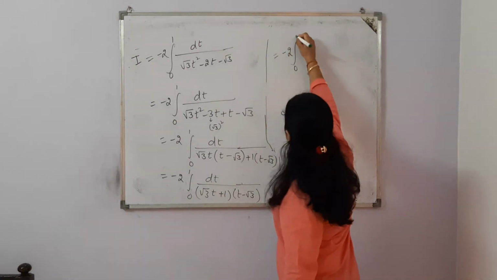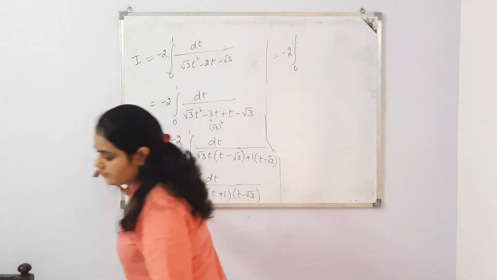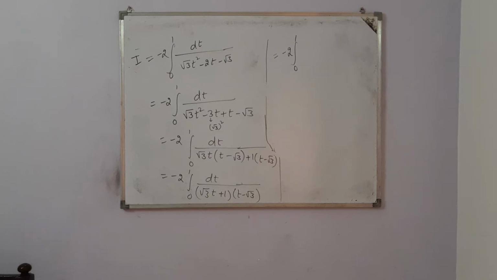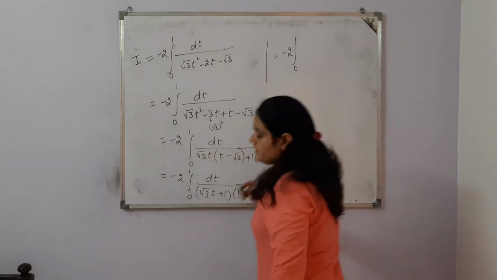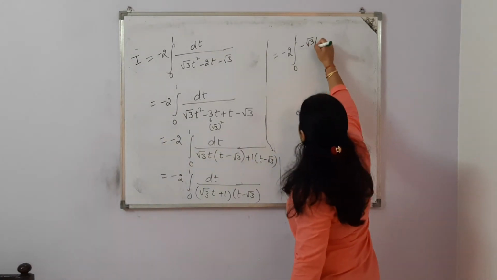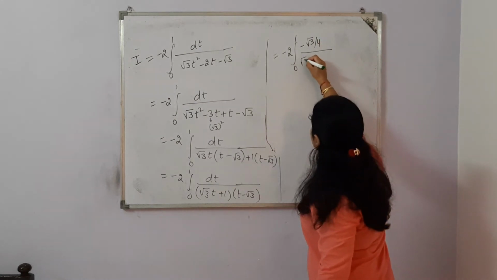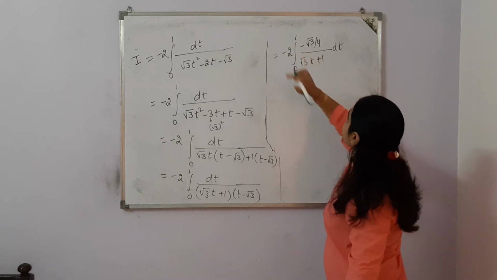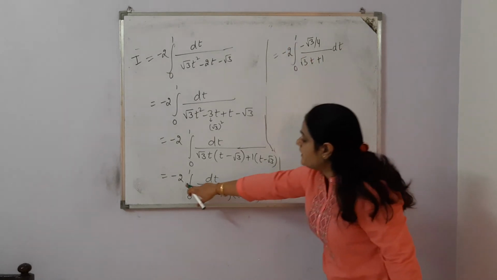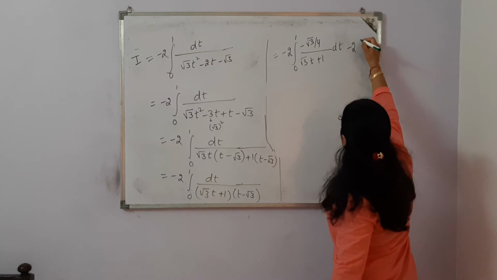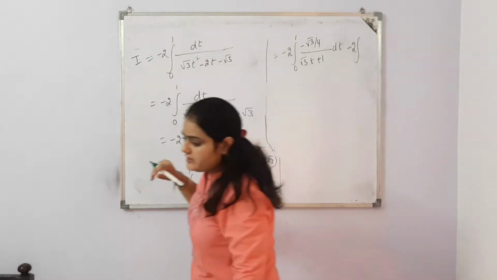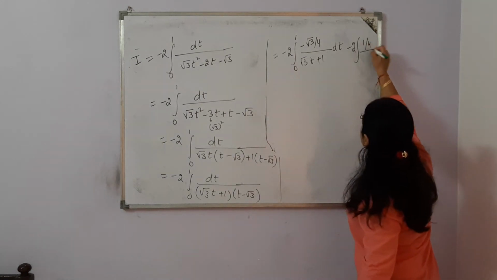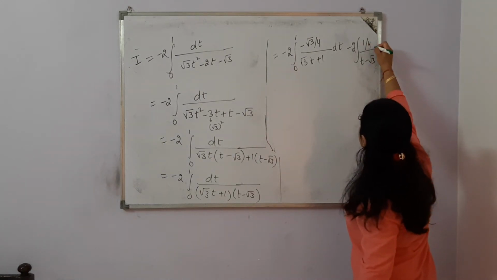The limits are 0 to 1, a upon, what is a? It is minus root 3 by 4, a upon under root 3t plus 1, the very first factor, and minus 2 is already out, so minus 2 b. What is the value of b? b is 1 by 4, t minus under root 3 dt.